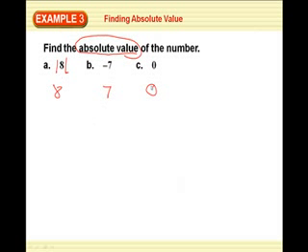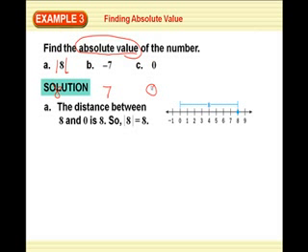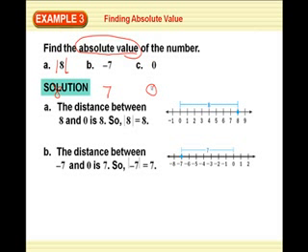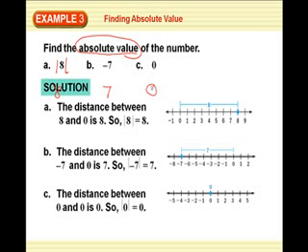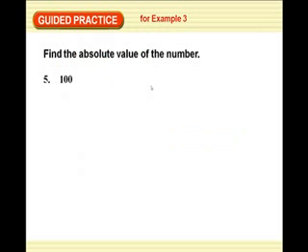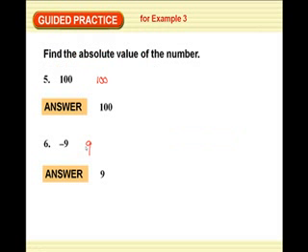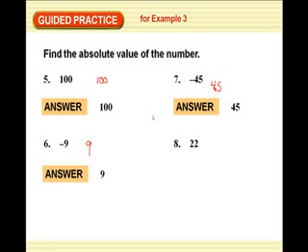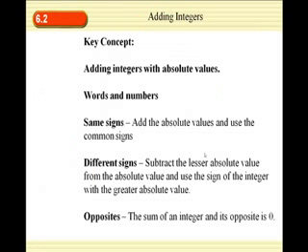So it's the distance it is from 0, and they're never negative. And so they're drawing the pictures for you. That's it. Okay, so what's the absolute value of 100? It's 100 steps from 0. What's the absolute value of -9? It's 9 steps from 0, so it would be 9. -45, it's 45 steps from 0, so therefore the absolute value is 45. How far is 22 from 0? 22. That's it. They're always positive.